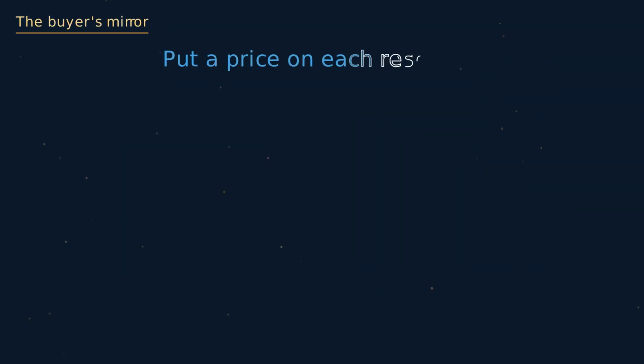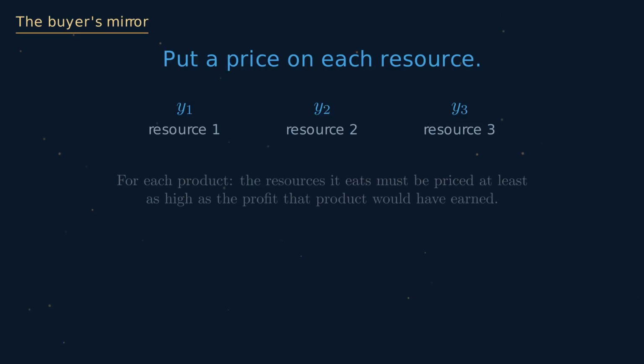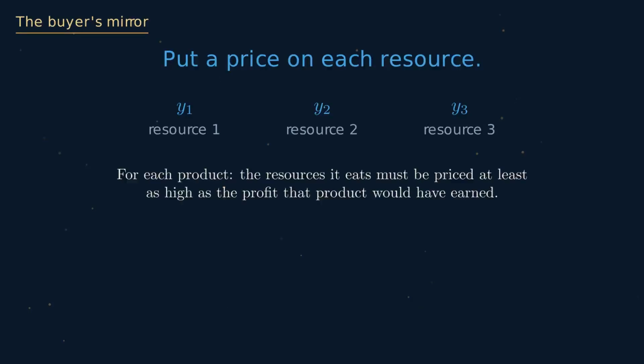Back to the rival. To buy the workshop, he must name a price per unit for each of the 3 resources. Call those prices Y1, Y2 and Y3. The owner will only sell if the offer beats making things himself. So for every product, the resources it would have eaten must be worth at least the profit he gives up.